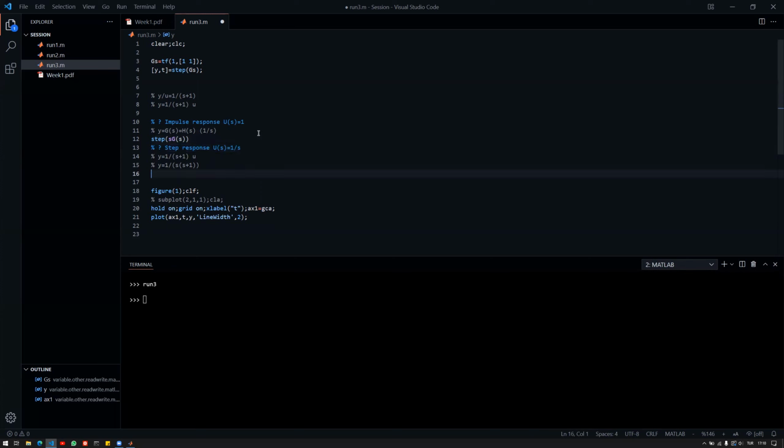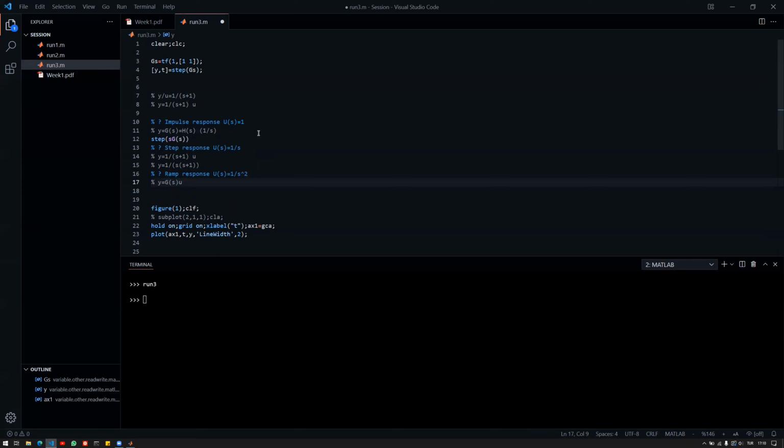What I also think about is that if I want to have the ramp response, I can repeat the step. I can go ahead and look at this. This is basically G(s).